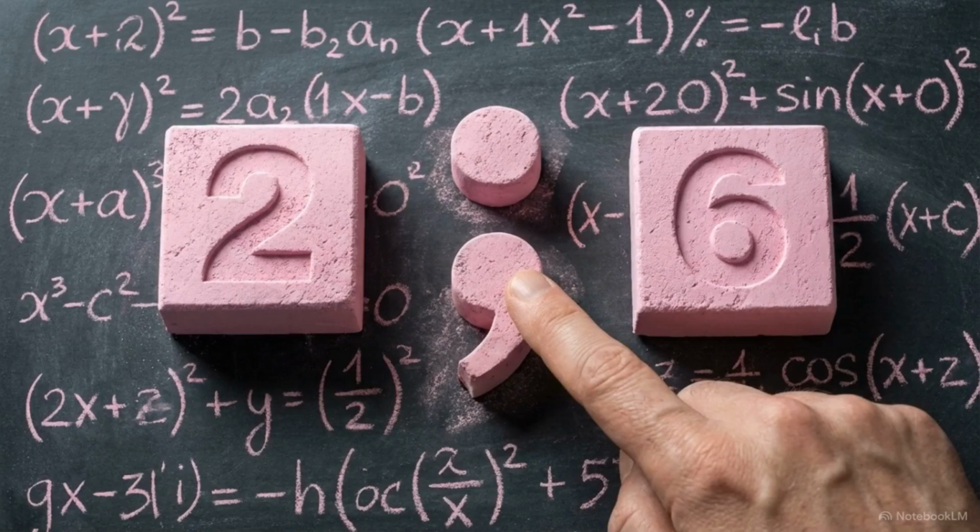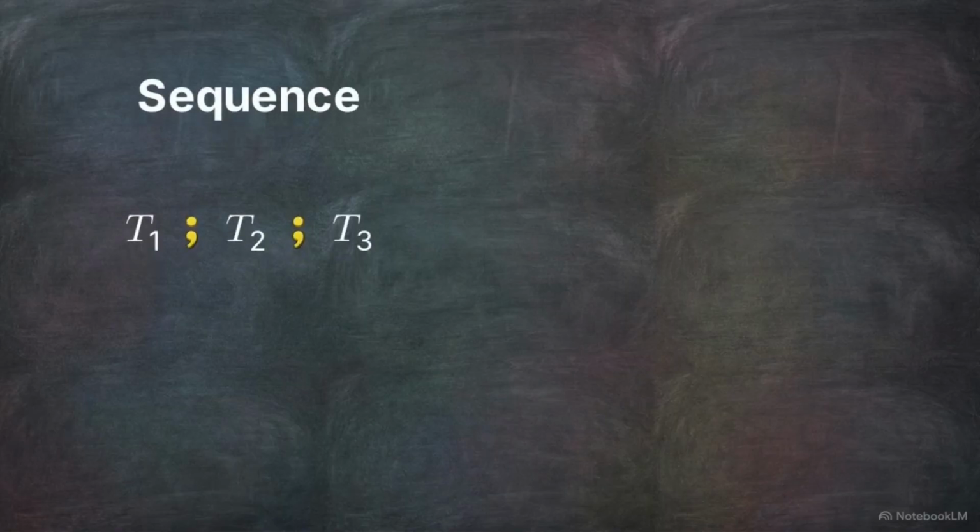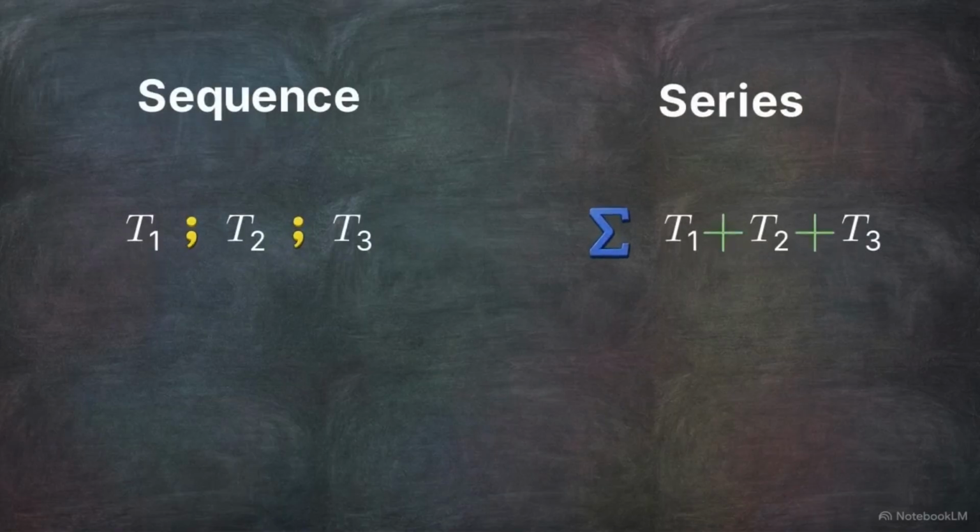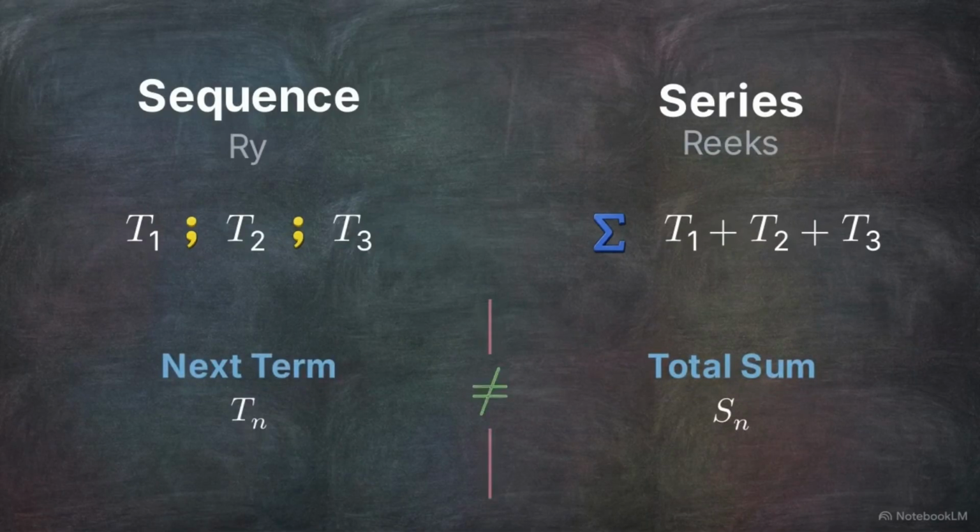Step 1. Look at the punctuation. Before you do any math, check how the numbers are separated from each other. Semicolons tell you this is a sequence. Plus signs, or sigma, mean a series, a total sum. Textbooks label a sequence TN and a series SN. Rule: if asked for the next term, never calculate a sum.